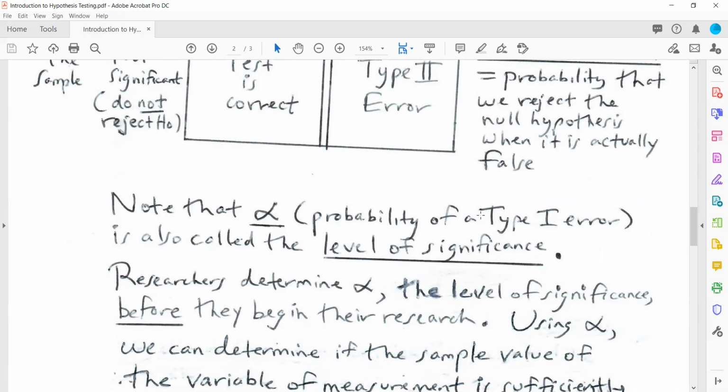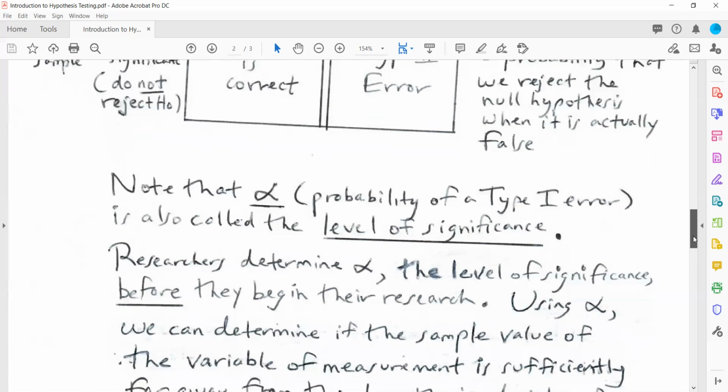So this alpha, or probability of a type 1 error, is also called the level of significance. The level of significance. Because when they reject the null hypothesis, they're going to be stating that the alternative hypothesis is a significant result. All right. So alpha is the level of significance, and it is the limit to how much of a type 1 error the researcher is willing to tolerate. Okay. Hope that makes sense.